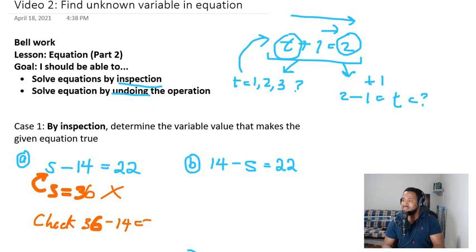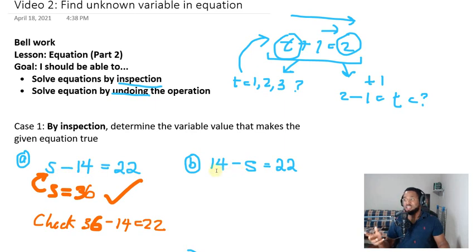Yes, in this case, for our specific equation to be true, s has to be equal to 36 in order for the equation to give 22 as the final answer. And that's the same thing you're going to do in B. Now B is different from A. A has s minus 14, or you can say subtract 14 from s, and you will get 22.